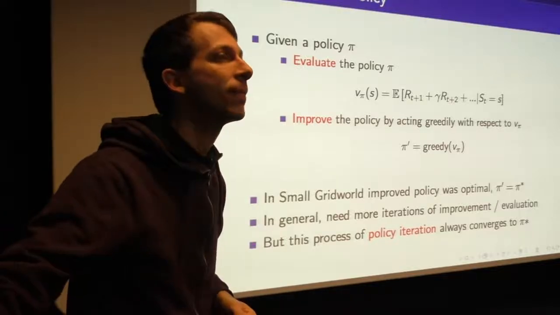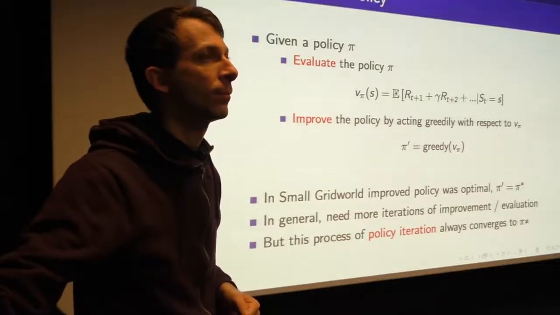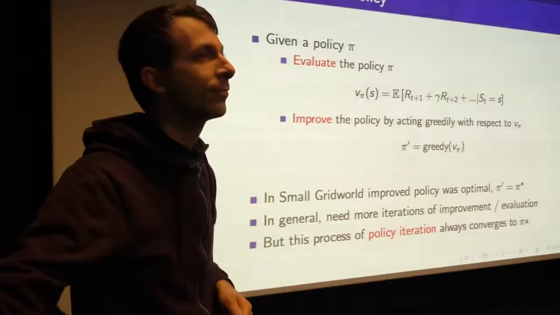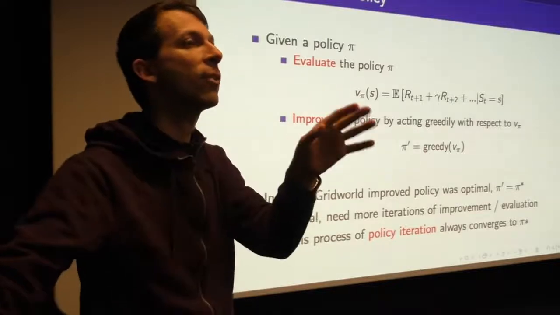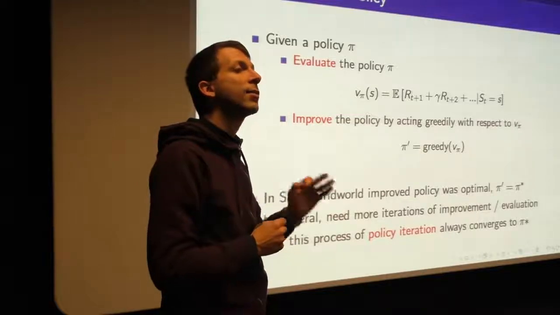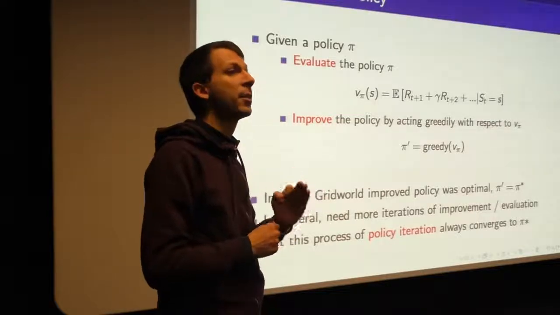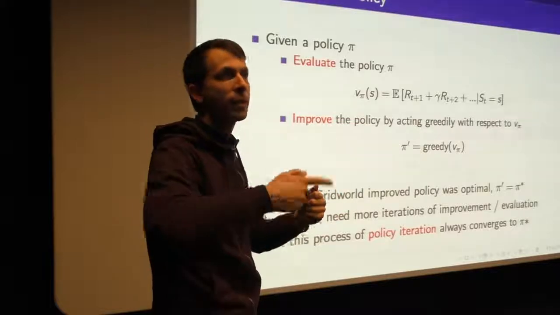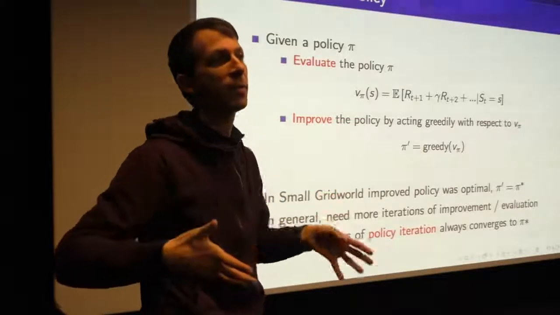Questions? When you improve the policy, isn't it a deterministic thing? Yes. So remember, just to explain why, recall from the last lecture that there is always at least one deterministic optimal policy for any MDP. So it's sufficient to search over deterministic policies only when you're looking for the optimal policy.